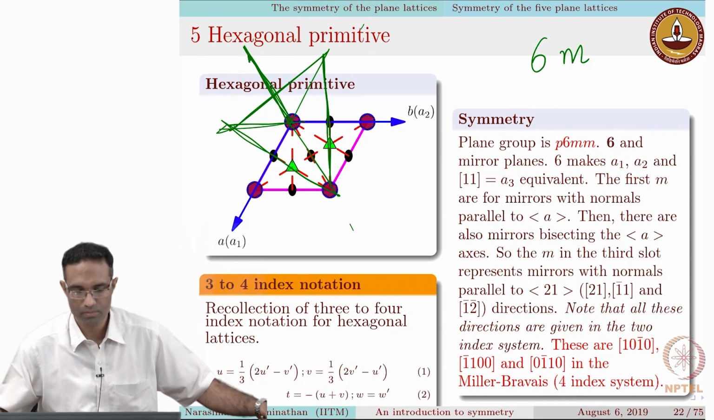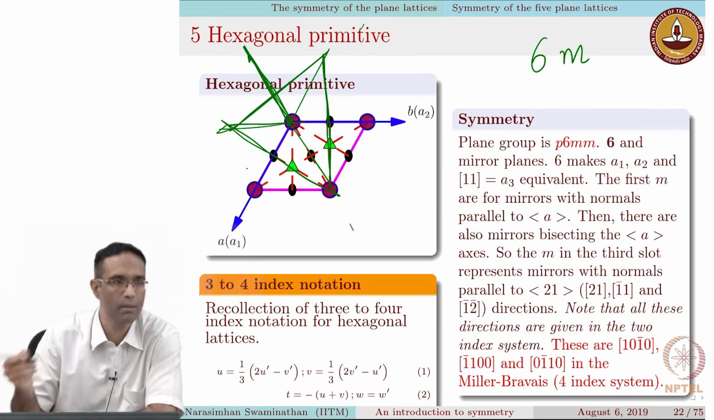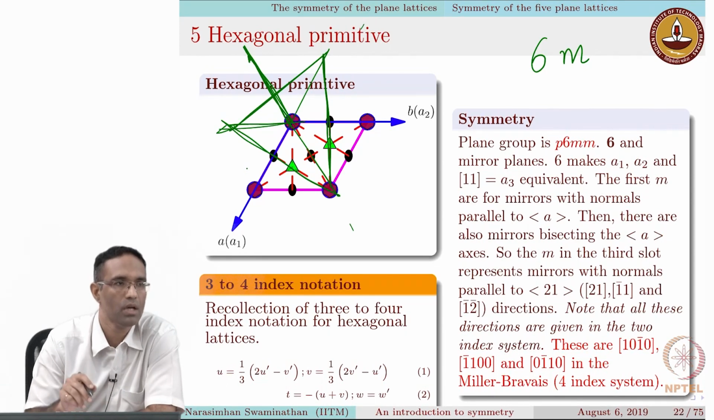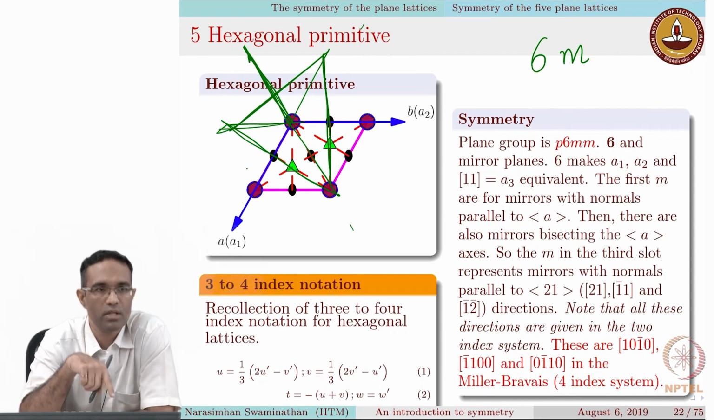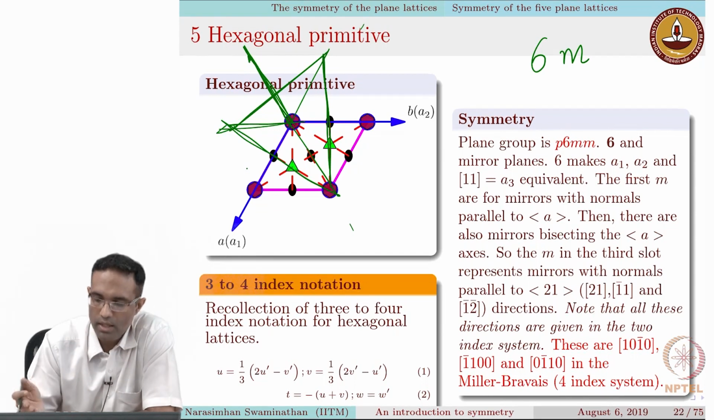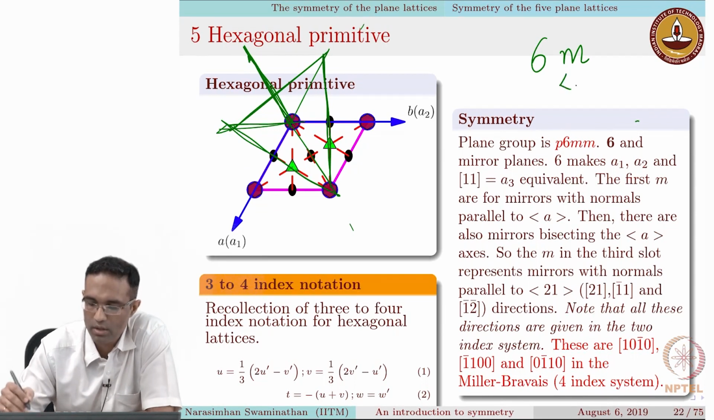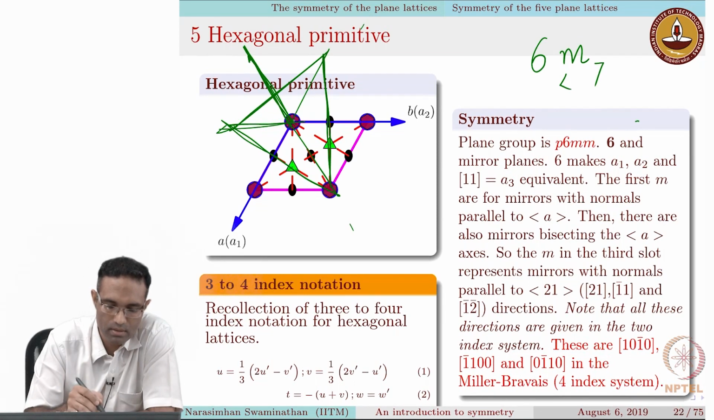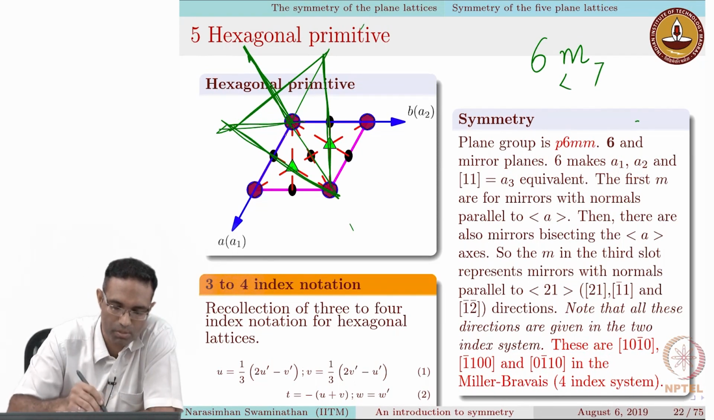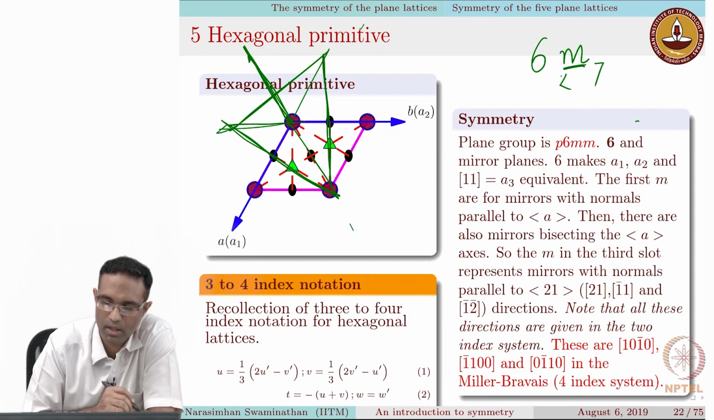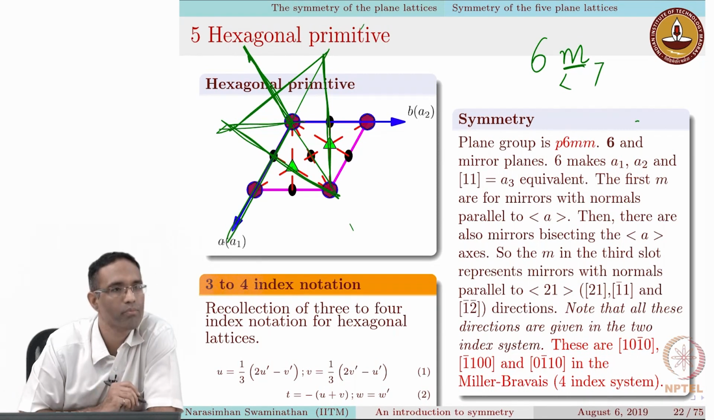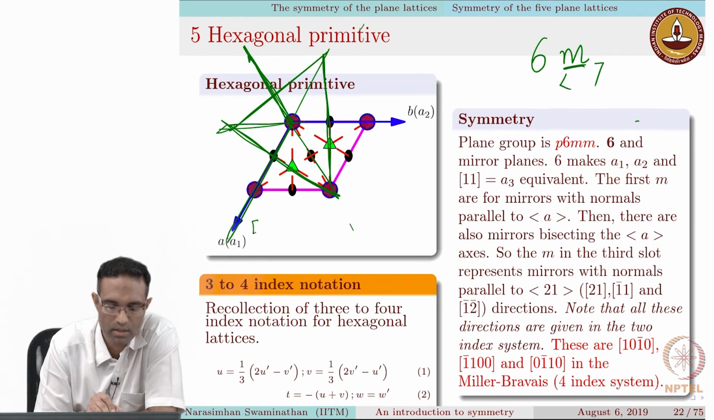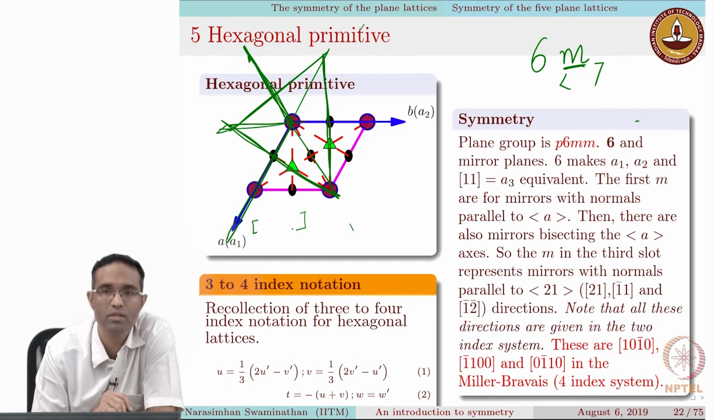So let me complete this and let me show you how this looks in a little bit more detail, and how to represent the directions for the hexagonal primitive more carefully. This is basically a set of all these directions, right? These are the normals. When you're talking about this mirror here, you're talking about the mirror which has normal as this A. So what would be this direction? Material science students, can you tell me what would be this direction?